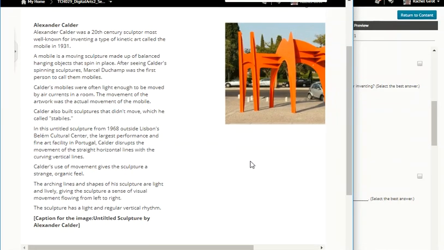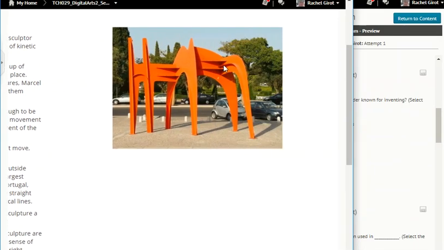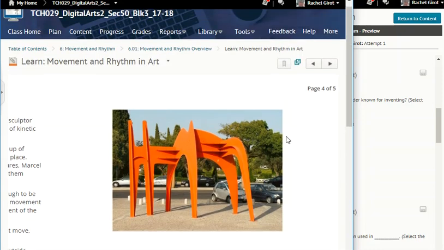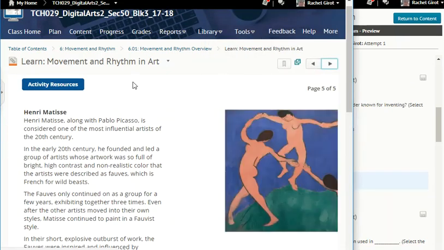From left to right, let's see. Whoops. Do you see it from left to right? I don't know, for some reason, my eye starts here at the very bottom and goes from right to left. I have a different experience. How you see it might be different too. So what's the answer? Alexander Calder is known for inventing the mobile.